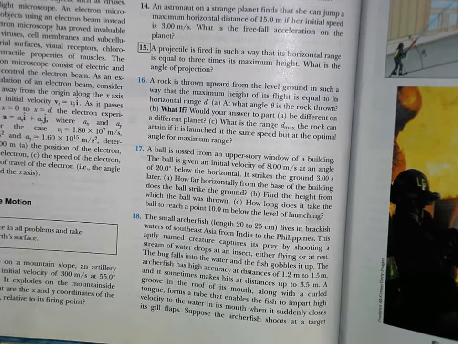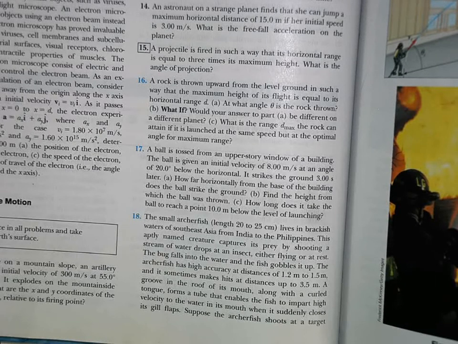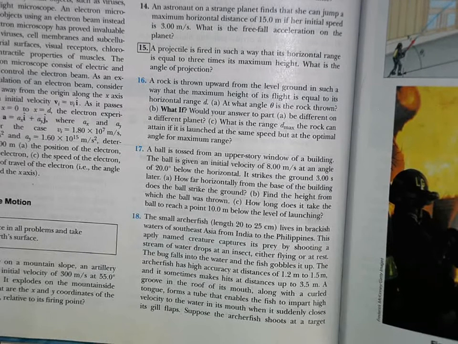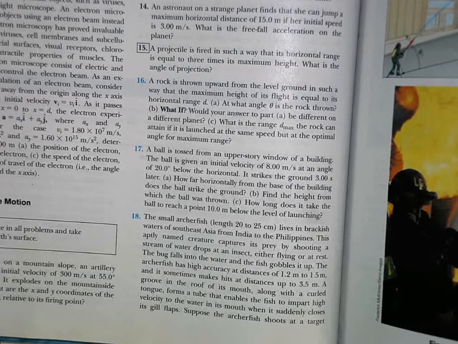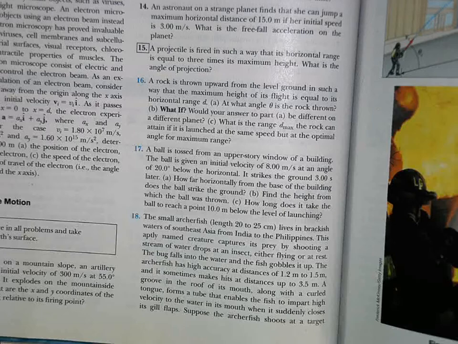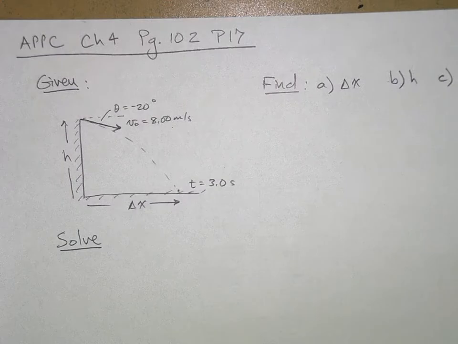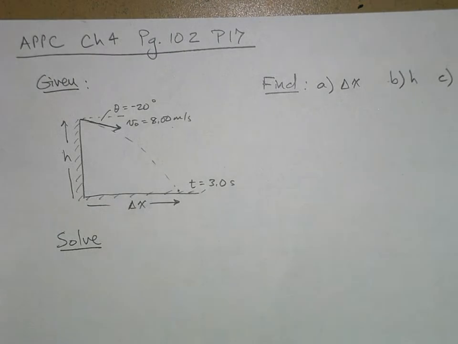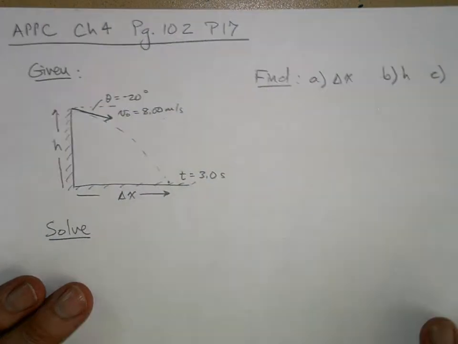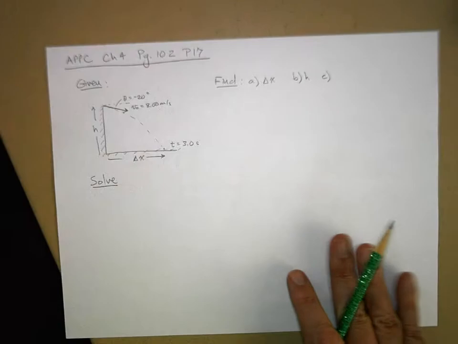A, how far horizontally from the base of the building does the ball strike the ground? B, find the height from which the ball was thrown. And C, how long does it take the ball to reach a point 10 meters below the level of launching? Okay. So I've kind of set it up here already, given, find, and solve. Let me zoom out so I have a little more room here.